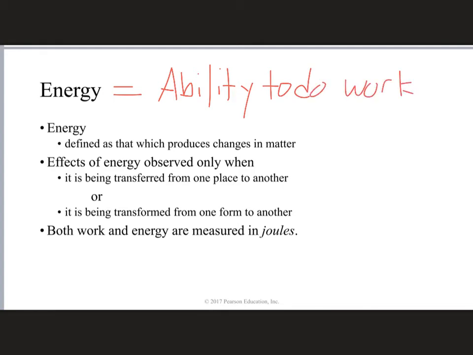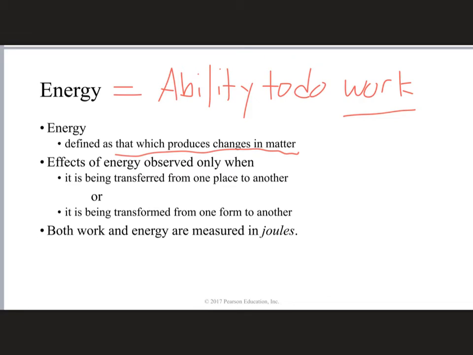Now, basically, that's the physics definition of energy, but what does that mean? Another way that we can define energy is one that can make it more sensible to us. And we could also define energy as that which produces a change in matter. And so if energy is the ability to do work, in other words, the ability to apply a force to something and move it over some distance, that's going to be something you can do to move matter around or change the way matter interacts. And so that's why we can say that energy is defined as that which produces a change in matter.